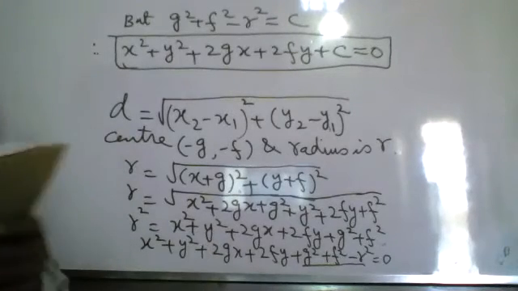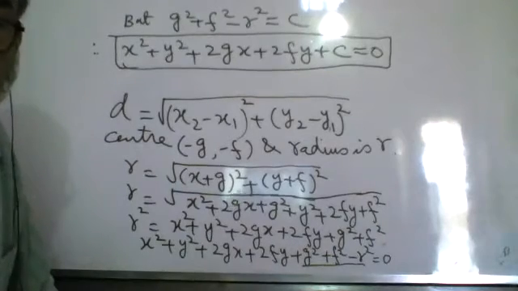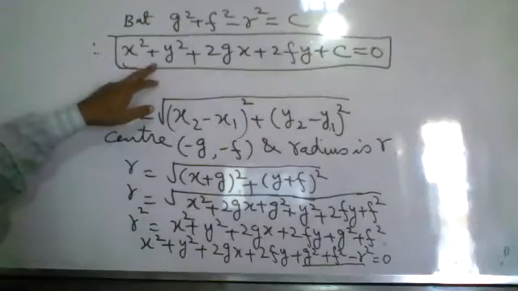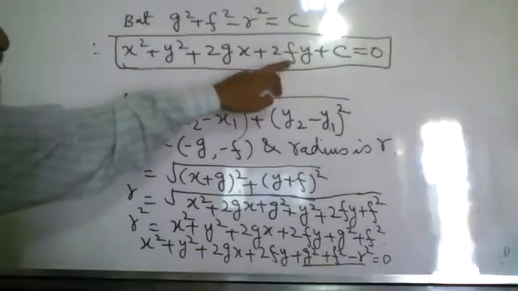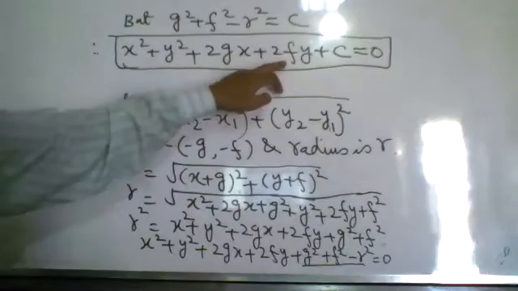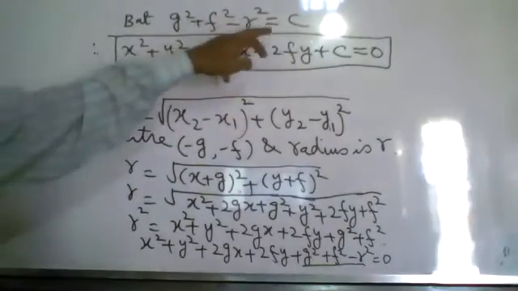Okay. So this is the equation of the circle where minus g and minus f are the coordinates of the center, and this is the radius.